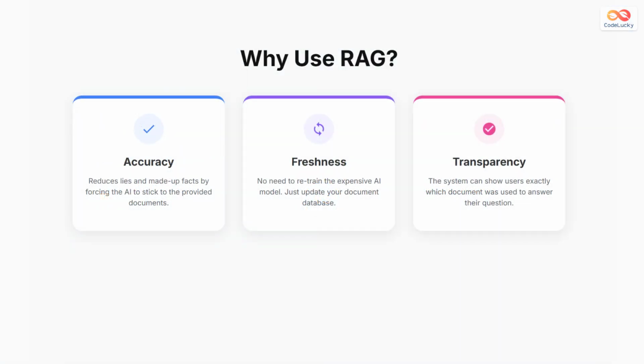There are 3 main benefits to using RAG. First is accuracy. It massively reduces hallucinations. Second is freshness. You do not need to spend millions retraining the AI every time the news changes. You just update your documents. And third is transparency. The system can point to the exact document it used, so you can verify the answer yourself.